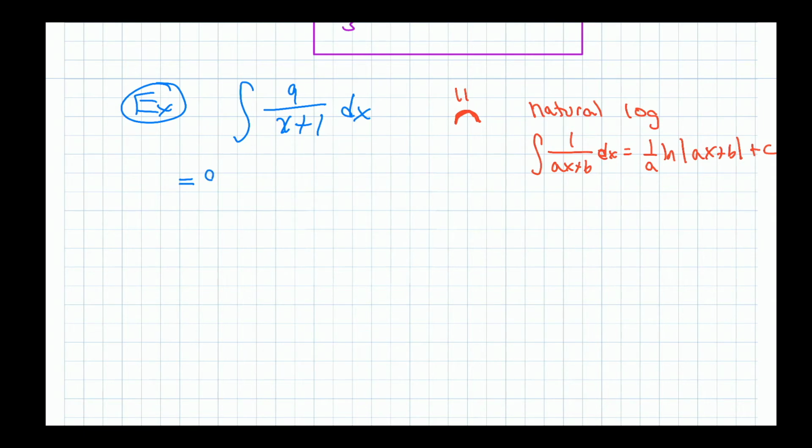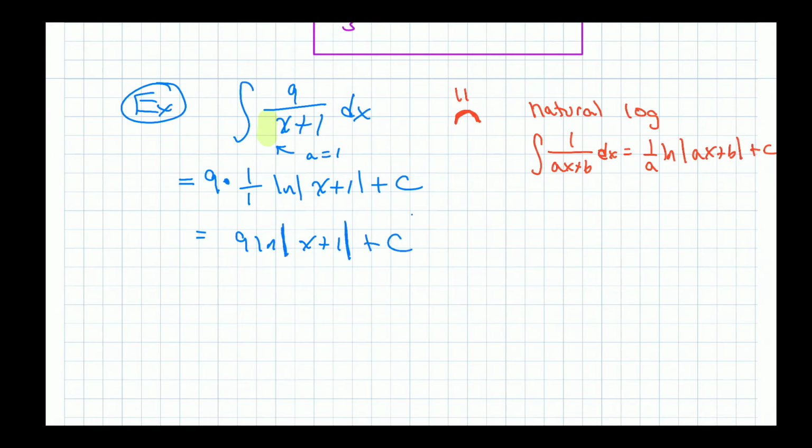So what do I do? I take the 9 out, and then it's 1 over x plus 1. So the a is essentially, right, the a. You don't see it, so a is 1. So that's just going to be 1 over 1 ln absolute value x plus 1. So simply 9 ln of the absolute value of x plus 1, plus c. The hardest part is really just finding the absolute values on the keyboard.